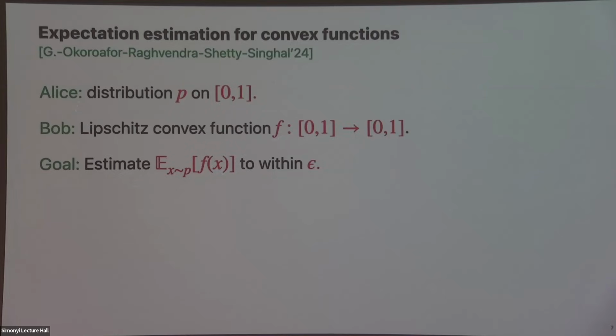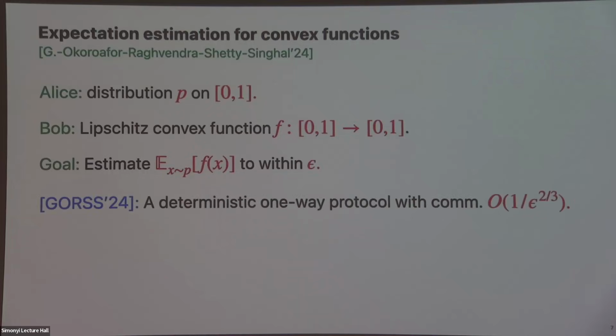And if you ignore the convexity, you can think of Alice just making 1 over epsilon buckets and telling Bob how much probability she has in each of those buckets. This will give you a 1 over epsilon protocol. It uses Lipschitzness. It does not use convexity. The question is whether convexity buys you anything. And to me, a surprising result which we proved is that there is a deterministic one-way protocol for this problem, which has communication 1 over epsilon to the 2/3. Okay. And in fact, this protocol had a certain special structure. We'll talk about it more.